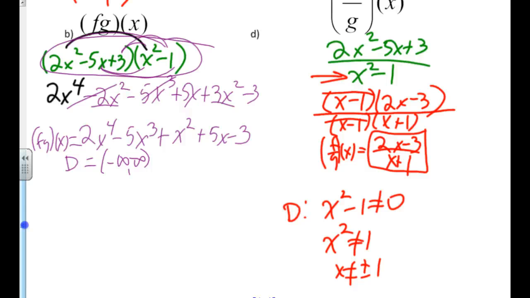Great. All right, so I know that my domain should be from negative infinity to negative 1, union, negative 1 to 1, union, 1 to infinity. And that's how we find the domain of that division problem. And that's it. Do the first 4 problems on the worksheet, and we'll talk about it tomorrow.